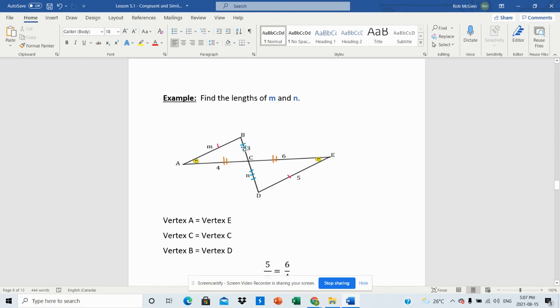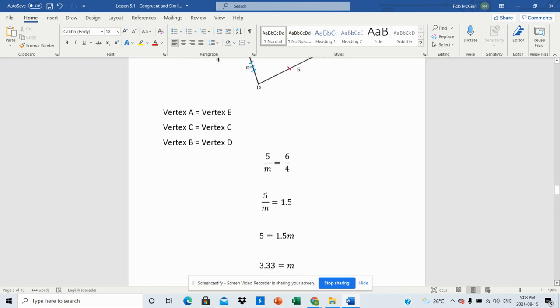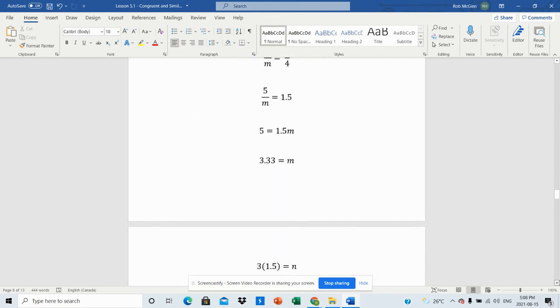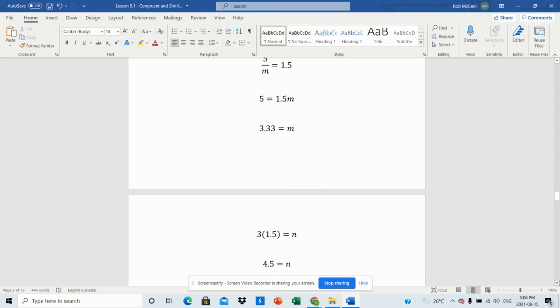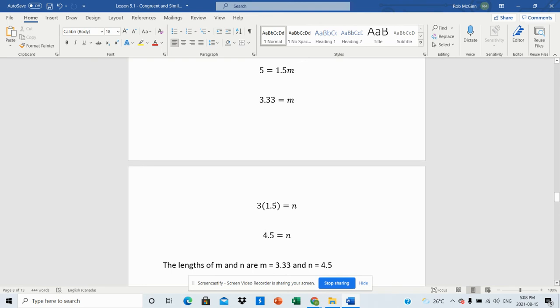I can show that up at the triangle here. We see 3 is my small triangle side, n is my large triangle side. So my scalar multiplied by my smaller triangle side will give me the length of my larger triangle. In this case, 3 times 1.5 is going to give us 4.5, and so that's the side length of n. So the lengths of m and n are m equals 3.33 and n equals 4.5.